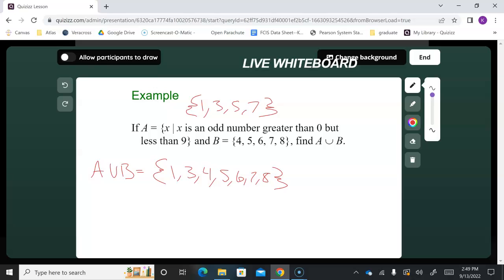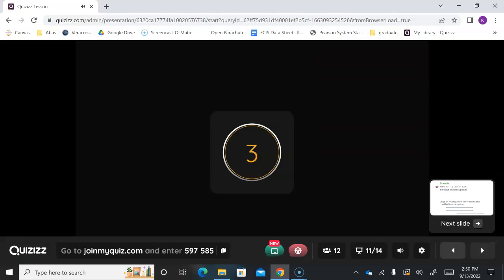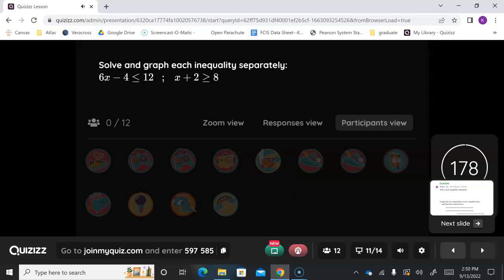Notice I did not write the 5 or the 7 twice. You only ever need it once, okay? It doesn't matter if it's in both sets. This is just asking, hey, what numbers are in these sets? Well, 1, 3, 4, 5, 6, 7, 8. Those are all of the numbers that exist in those sets. I don't need to duplicate if it shows up in both of them. It only needs to be written once. That's our union. Okay? Solve these two separately, graph them, and then we'll do the union together.